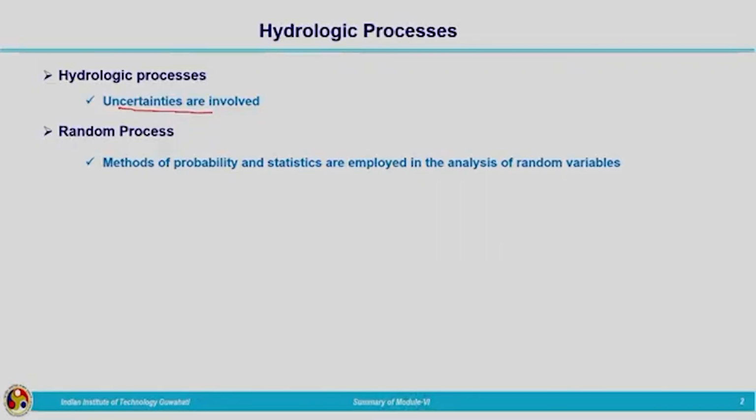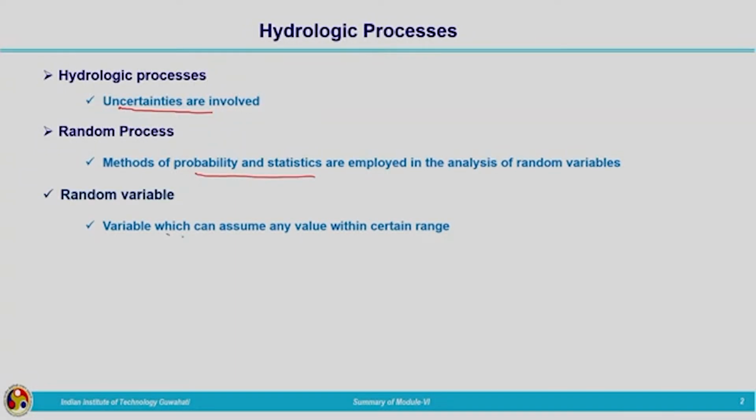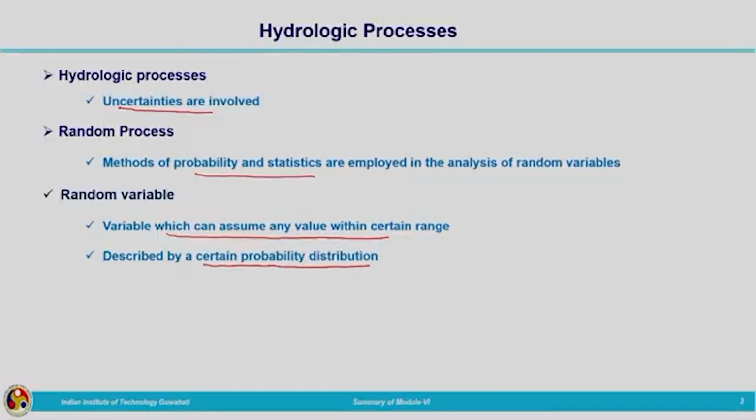And when we are dealing with the analysis of discrete and continuous random variables, we have to make use of probability and statistics for the analysis. Random variables are the variables which can assume any value within certain range. Instead of providing a single value, it will be having a range of values. Associated with that, we will be having different probabilities, so that for the systems having randomness, we have to incorporate the uncertainties involved with the input variables by means of certain probabilities. That is described by certain probability distributions.